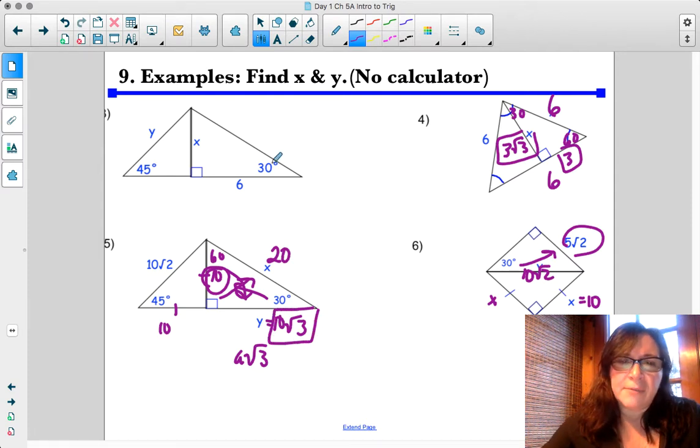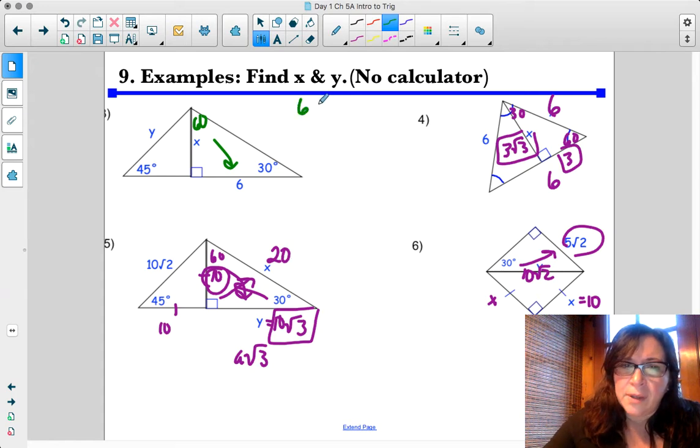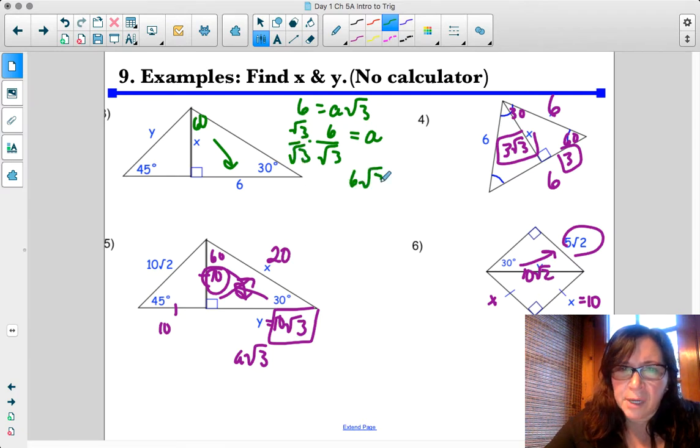And lastly, for this one, across from this one's just a little bit tricky. Across from the 60 is a root 3. So I don't know what that, we're going to go 6 equals a root 3. So a is equal to 6 divided by root 3. I'm going to multiply by root 3 over root 3. I'm going to get 6 root 3 over 3, which means a is 2 root 3.